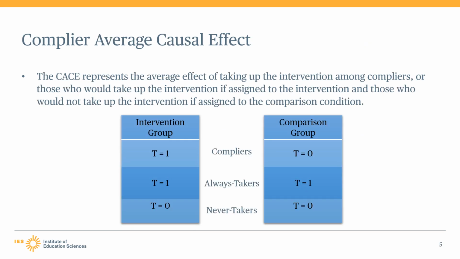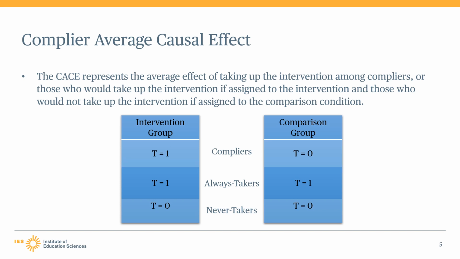Let's talk about compliers. Look at the rectangular graphics in this slide. On the left, we have the intervention group, and on the right, the comparison group. The first row of individuals are our compliers. These are the units who, on the left, when assigned to the intervention, are in fact treated, and on the right, when assigned to the comparison group, are not treated. These are the units for whom researchers are calculating the intervention effect when they estimate the CACE.